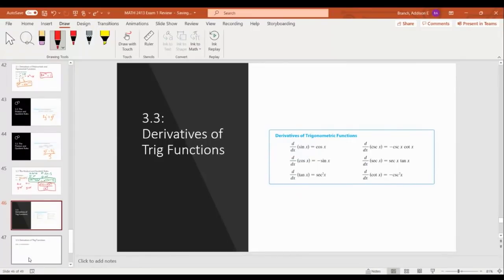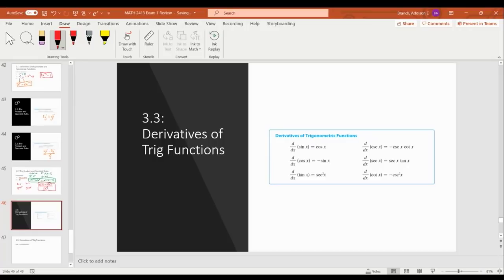All right, so derivatives for trig functions. The big thing to do for this one is just memorize this chart. The derivative of sine x is cosine of x, and the derivative of cosine is negative sine. The derivative of tangent is secant squared, and the derivative of cosecant is negative cosecant cotangent. The derivative of secant is secant tangent, and the derivative of cotangent is negative cosecant cotangent.